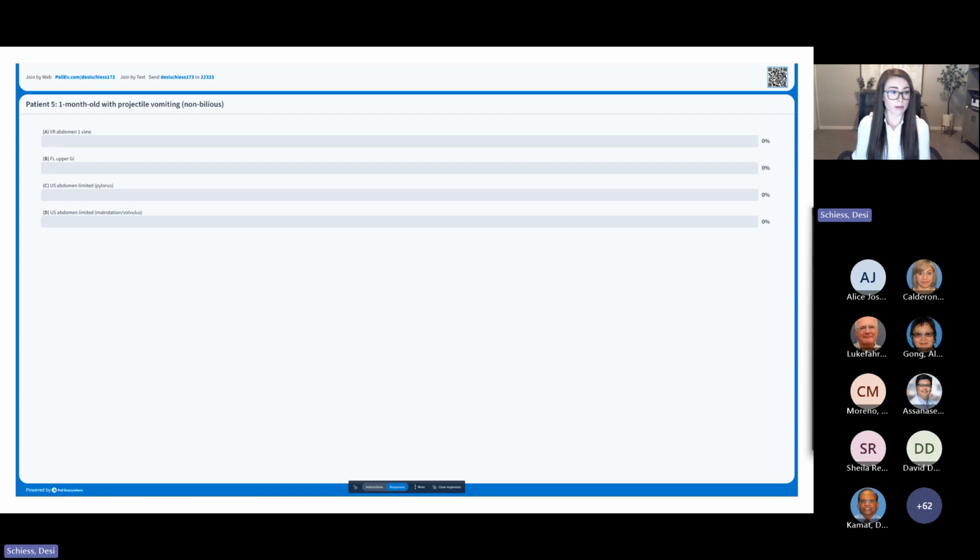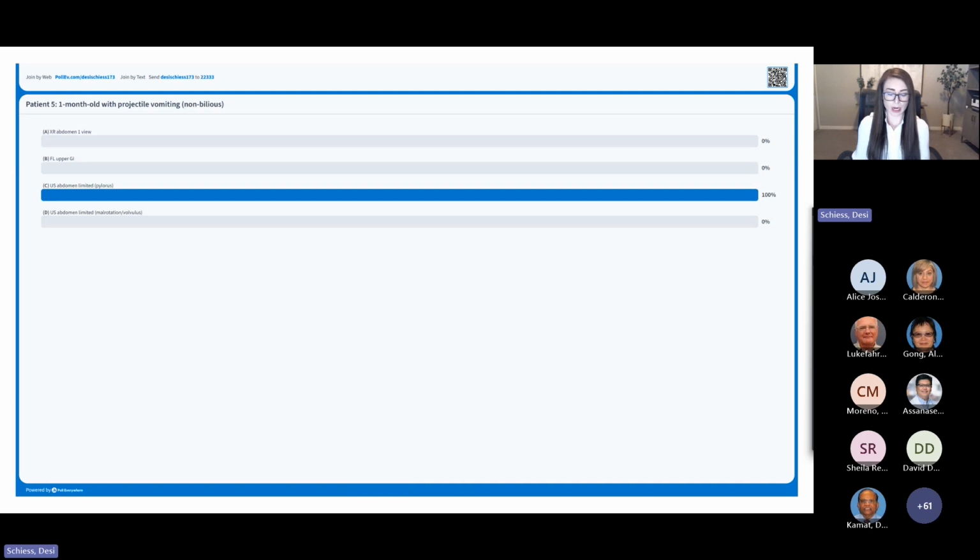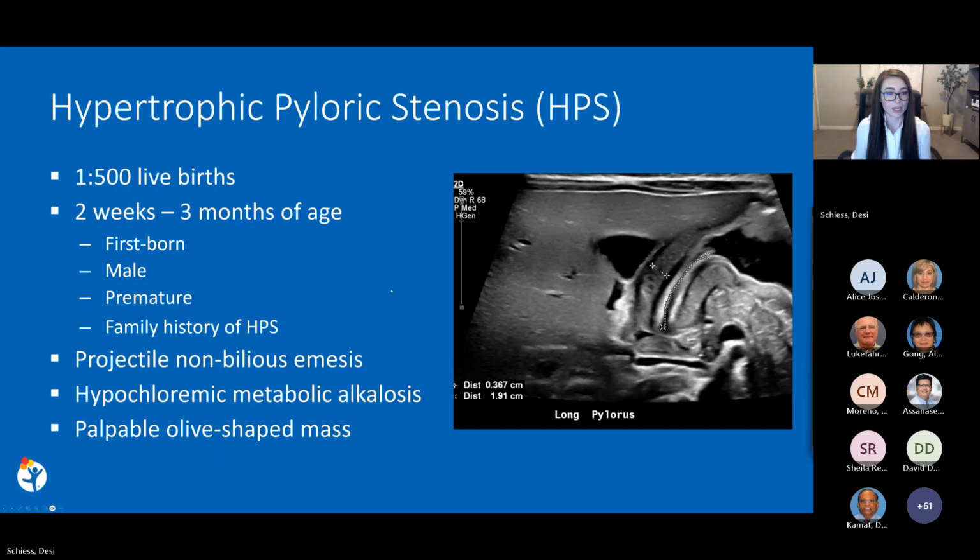Our next patient is a 5-month-old. Patient 5 is a 1-month-old with projectile vomiting, non-bilious. Would you like an X-ray, an upper GI, a pylorus ultrasound, or a malrotation volvulus ultrasound? Looks like everyone is choosing a pylorus ultrasound, which is the correct answer. This patient's ultrasound showed findings of hypertrophic pyloric stenosis, and here are some of the classic characteristics of this diagnosis.